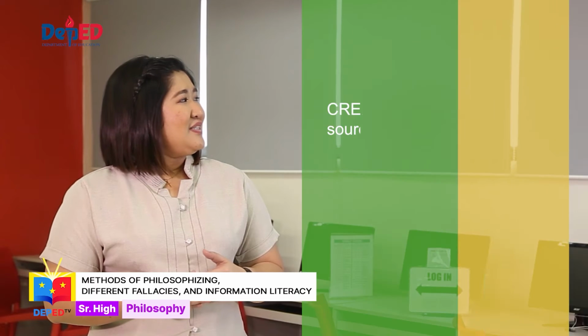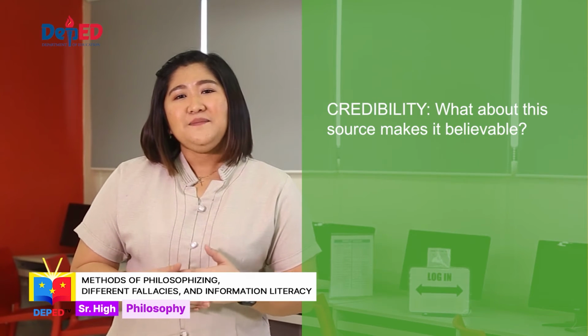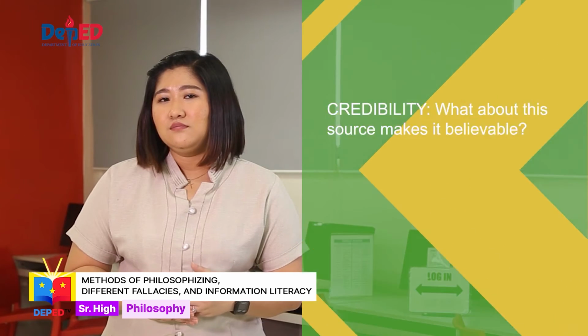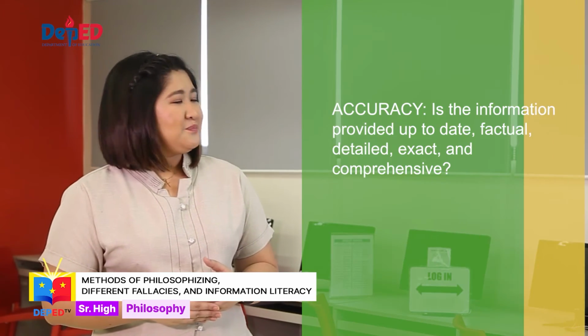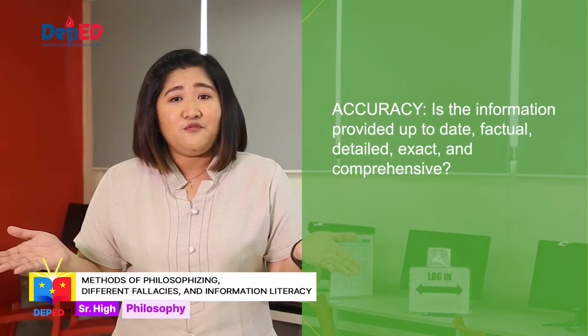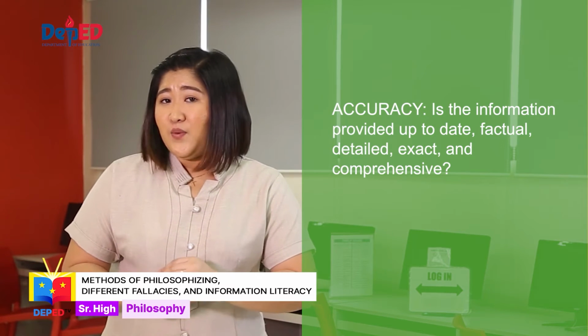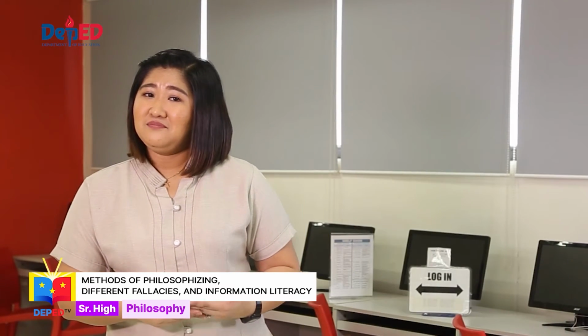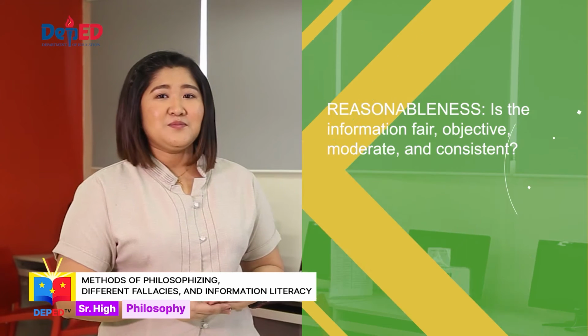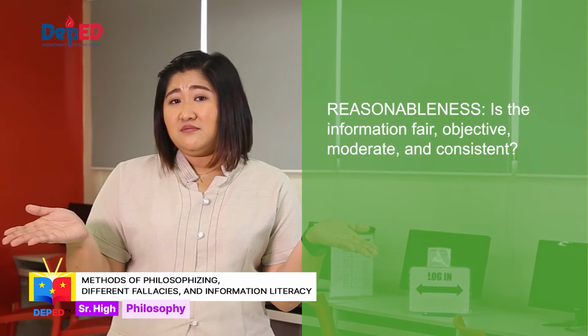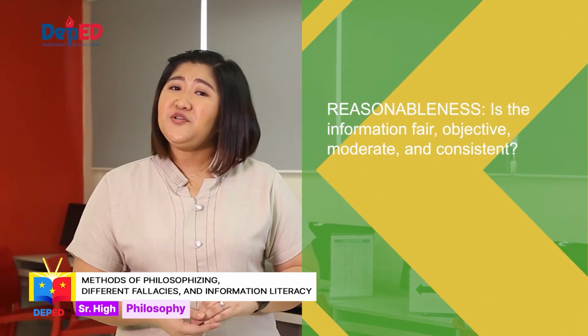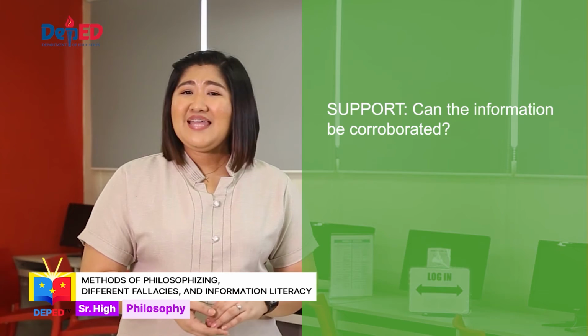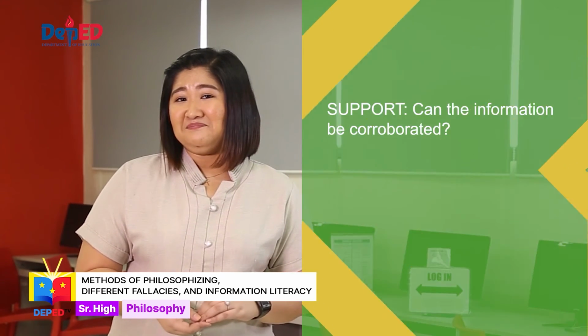The 4 components of the CARS checklist are credibility. What about this source makes it believable? Accuracy. Is the information provided up to date, factual, detailed, exact, and comprehensive? Reasonableness. Is the information fair, objective, moderate, and consistent? Support. Can the information be corroborated?